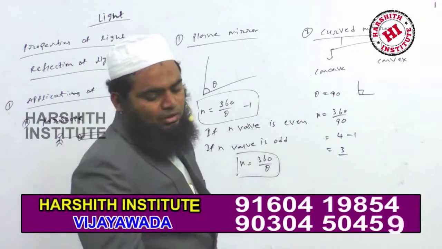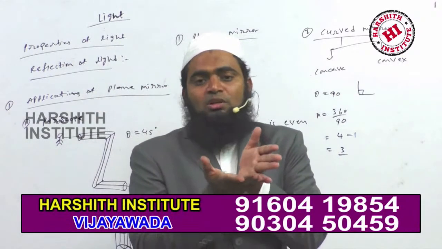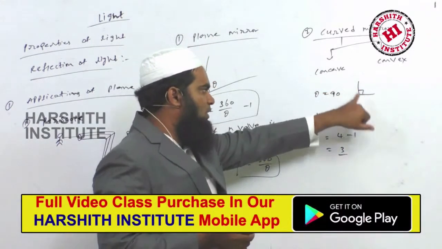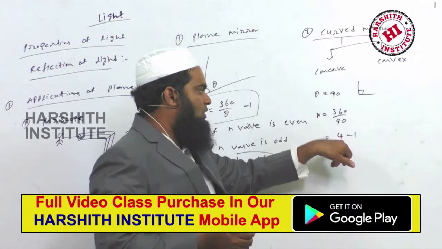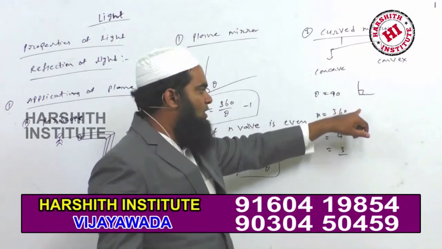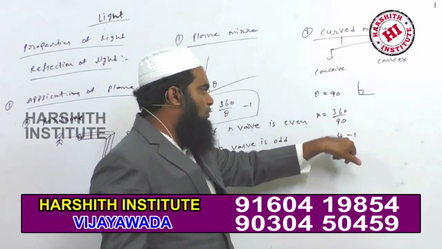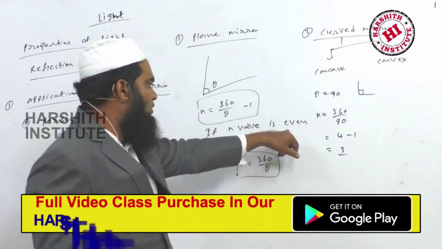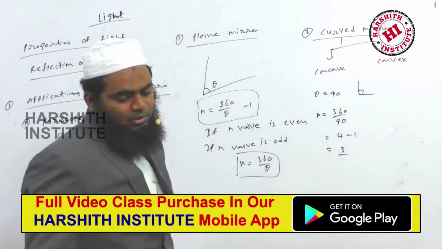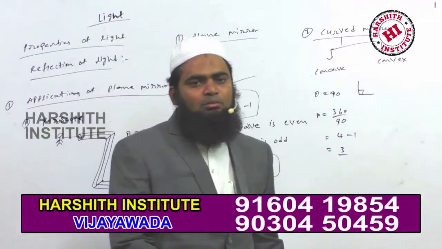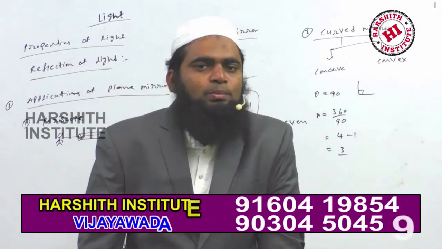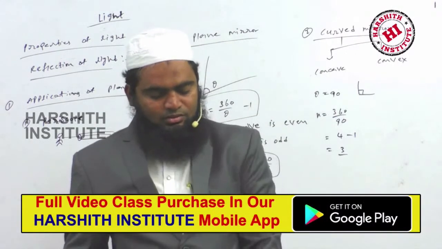When the two plane mirrors are arranged perpendicular to each other, this type of pattern we can observe. The number of images, n equal to 360 by theta. Theta will be 90, so 360 by 90 is 4. 4 is an even number, so the formula will be 360 by theta minus 1. So this is the answer. The number of images observed will be 3 images. This type of question is asked in our examination.